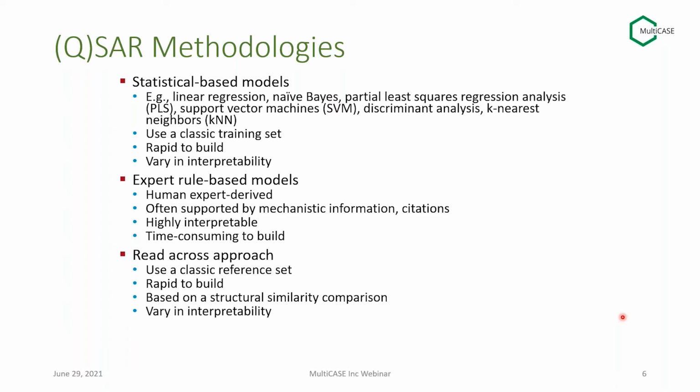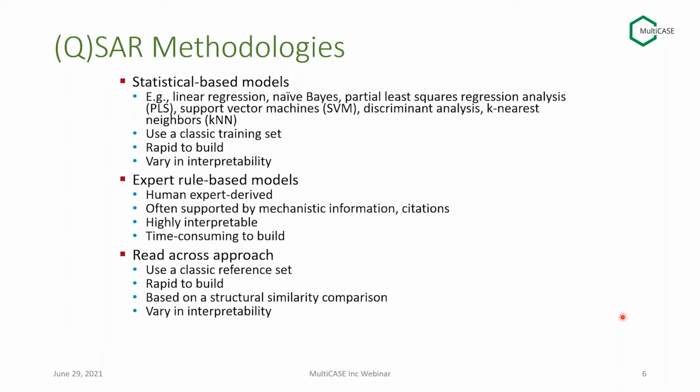Depending on which software you use to build the models, they can vary in the interpretability of the results. Some of them can still be black boxes, some of them are very open and show everything, how the prediction was made. Rule-based models are more intuitive and more understandable. They are human expert derived. It literally goes like this: if you have an aromatic amine and you have a particular substructure, your chemical is going to be mutagenic.